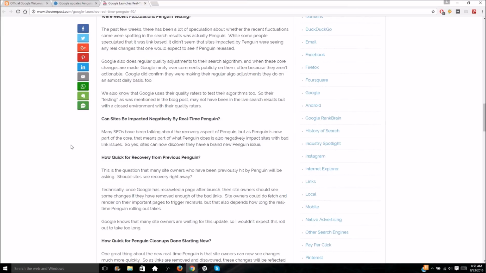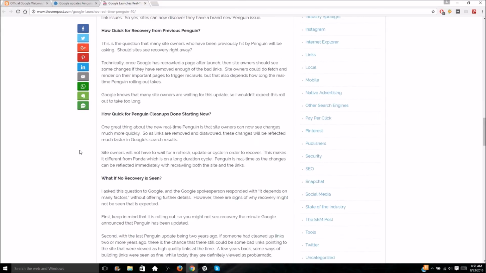And then, how quick are Penguin cleanups done starting now? I believe they said that once the page gets recrawled, it'll start making changes, so they won't have to wait for a refresh, update, or cycle. Let's make it different from Panda. Penguin is real time. Yeah, obviously. Okay. So that's with recrawling both the site and the links that are pointing to the site.